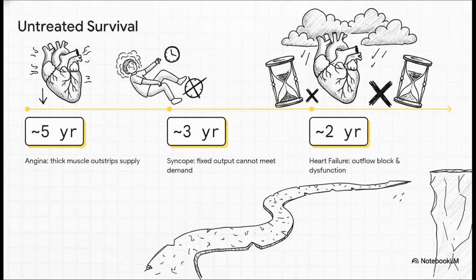I always challenge my residents on intervention timing because once those triad symptoms show up, a seriously grim countdown clock starts ticking. If we do nothing, survival drops to 5 years after angina starts, 3 years after syncope, and an absolutely miserable 2 years once heart failure hits. Do not wait on this.